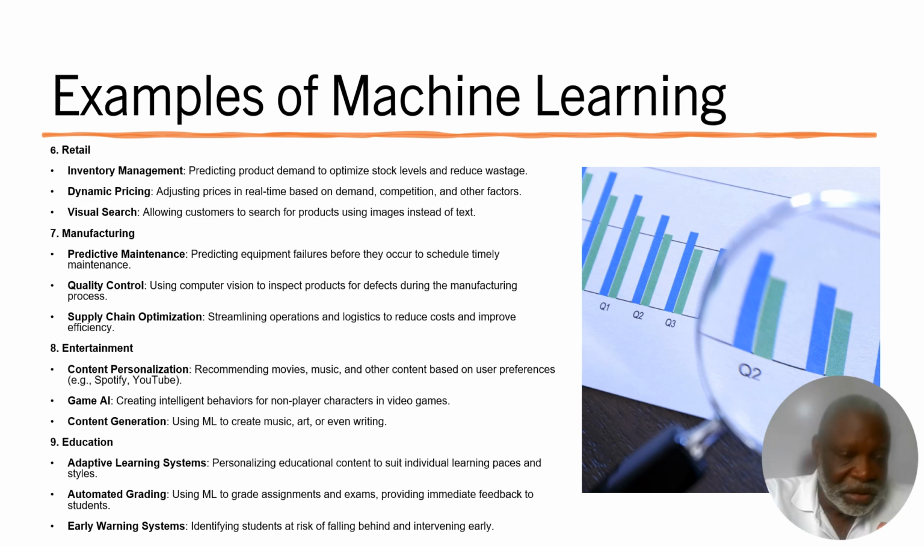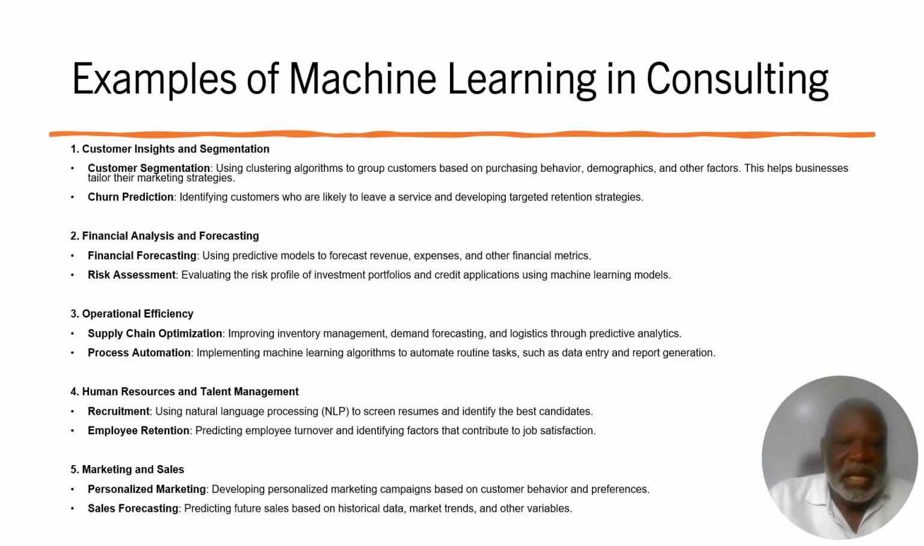And in education, for those of us interested in education, there are several systems that can develop learning solutions to suit particular individuals. And then there are other systems that we call early warning systems, that can make a prediction on likely outcomes of a particular student or a group of students. So that can be used to minimize the risk of falling behind. So there are different examples of how we can use machine learning in consulting.